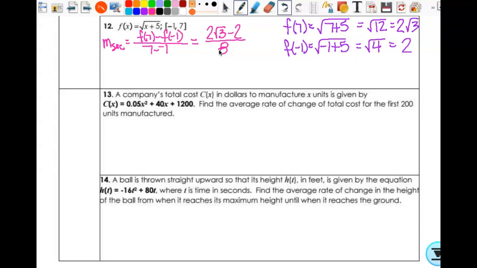But on the multiple choice questions, the answers may be simplified. That's why you still have to know how to simplify it, because if your answer doesn't match theirs, you have to simplify it so it matches.